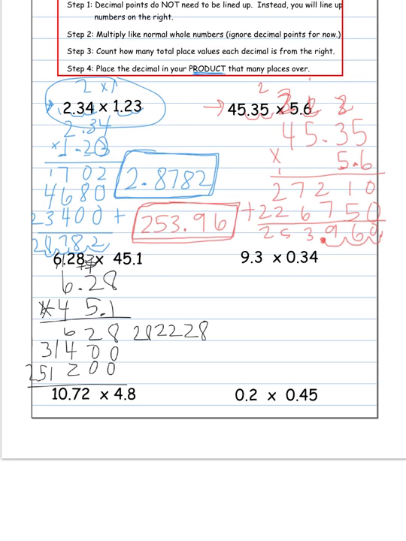Again, go back up to our factors here, the numbers that we were multiplying, and we count over how many spots there are. Well, in this first number, 1, 2, the decimal spot is 2 from the right, and on our second number it is over 1 from the right. So that means that is a total of 3 spots. So on our answer, we count over 1, 2, 3, and that's where we drop our decimal point. So we have a final answer of 282 and 228 thousandths.